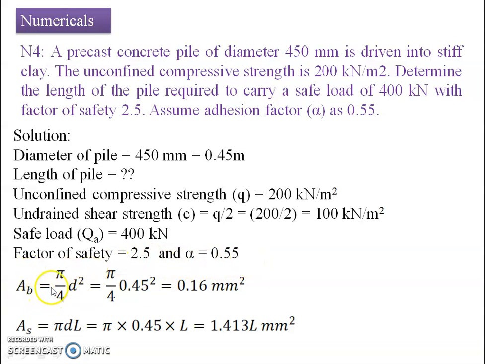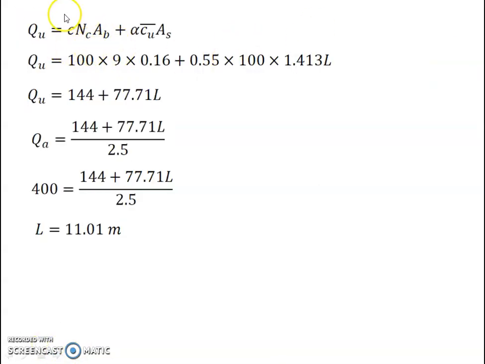So based on this, geometric parameters can be estimated. AB is equal to bearing area, equal to pi by 4 into d square, pi by 4 into 0.45 square, which comes to be 0.16 meter square. AS is equal to pi into d into L, which equals pi into 0.45 into L, which comes to 1.413 L. In terms of L, we will get the AS, area of surface. Now, if I substitute this in the equation of ultimate load carrying capacity, which equals C Nc AB plus alpha into Cu bar into AS, 100 into 9 into 0.16. 100 is your undrained shear strength, and 9 is Skempton's value, the coefficient related to cohesion.